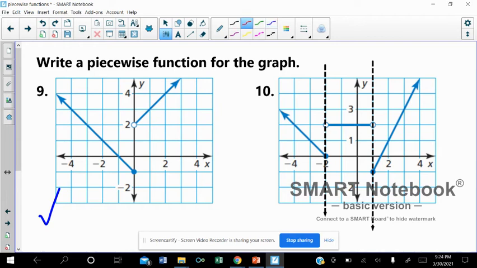So for my breaks, this is less than or equal to negative 2. This is from negative 2 to 1, non-inclusive. This is from 1 to infinity, inclusive. So those are my barriers, my boundaries.